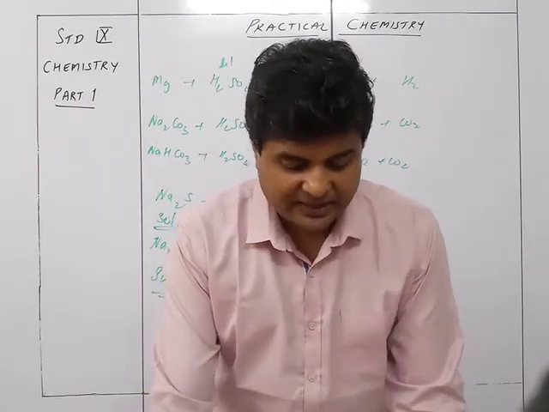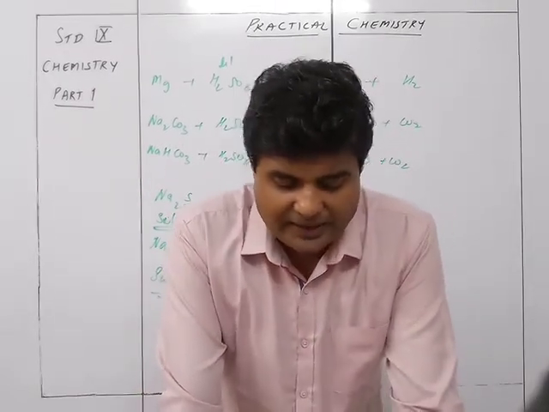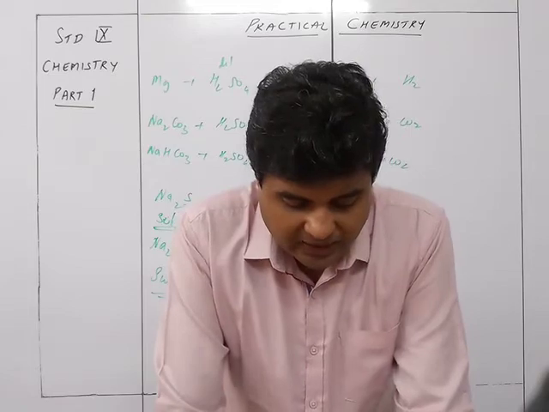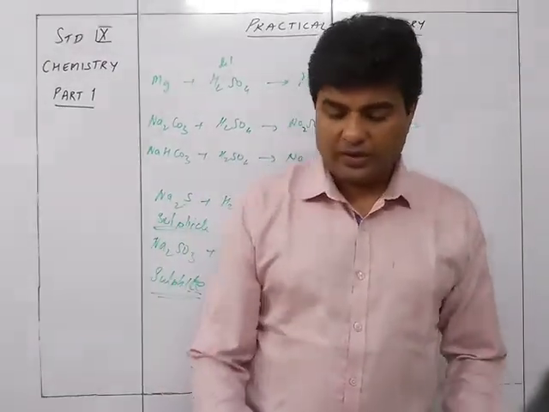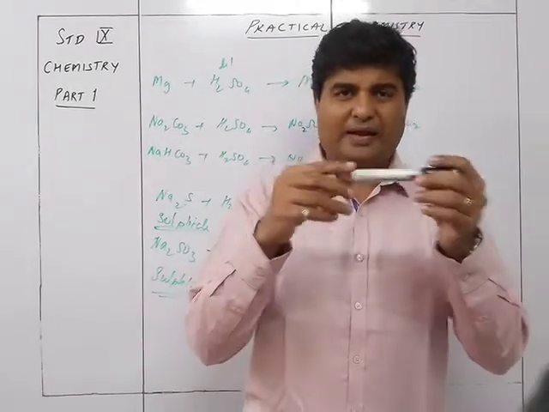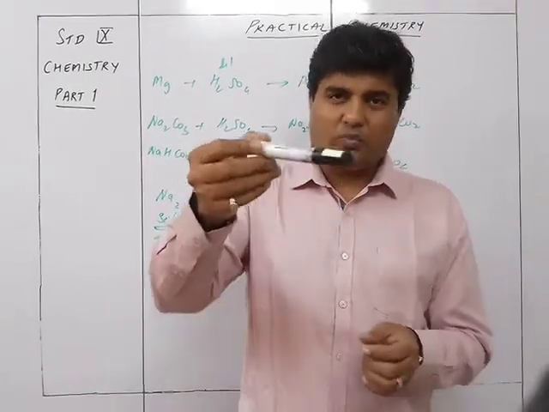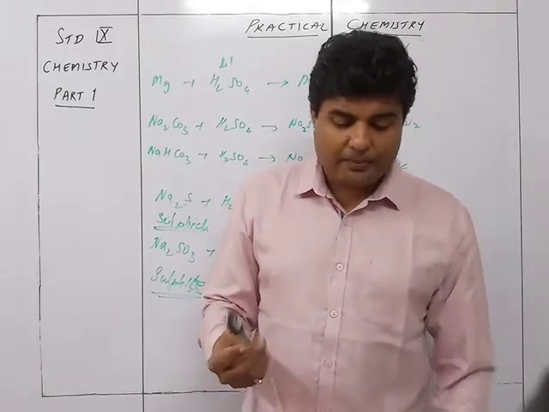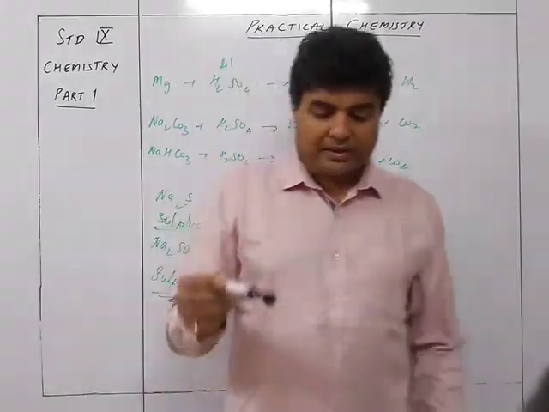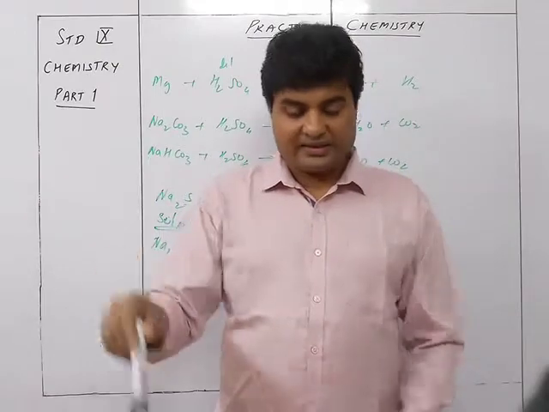Now, for the flame test, what do we do? You are going to take a thin platinum wire, thoroughly cleaned, and then heat it in a non-luminous flame in a burner. So you take a thin platinum wire, heat it on the burner, and when the wire imparts no color, you are going to dip it in the HCl solution.